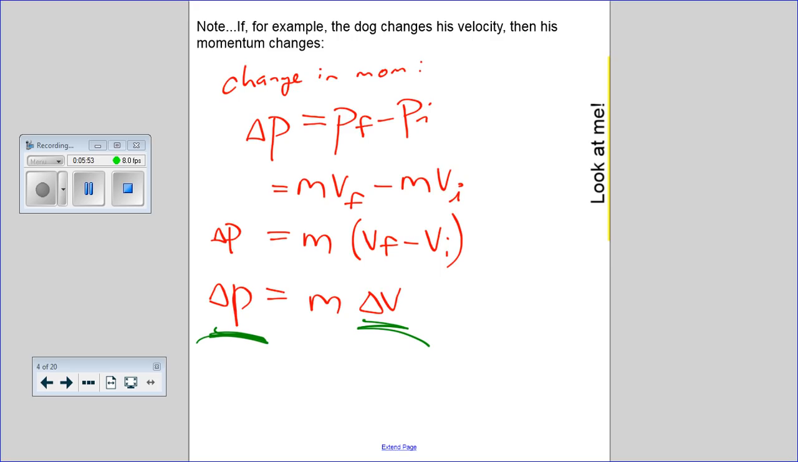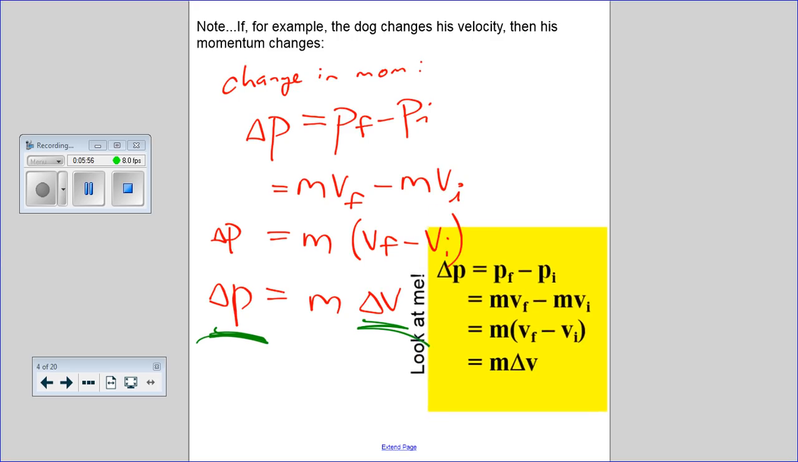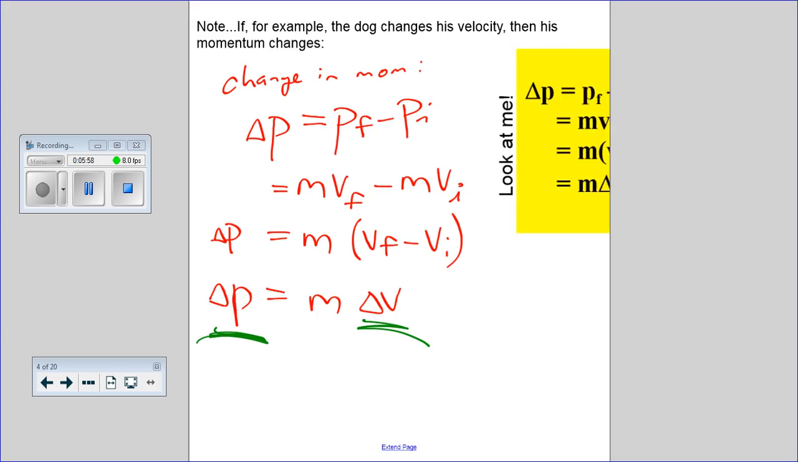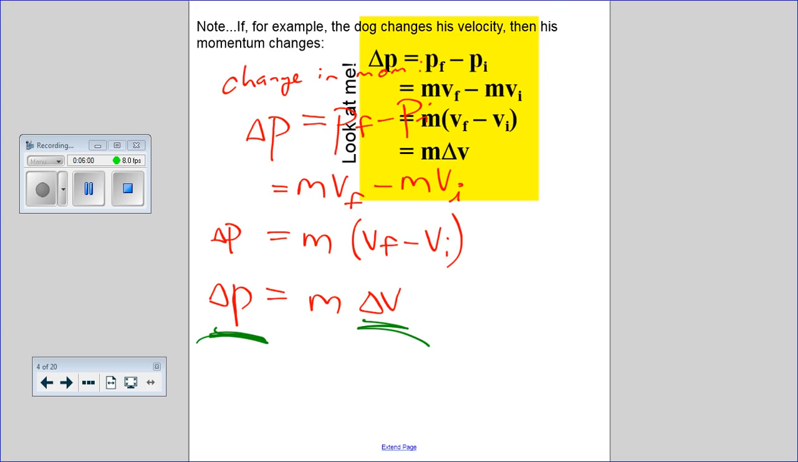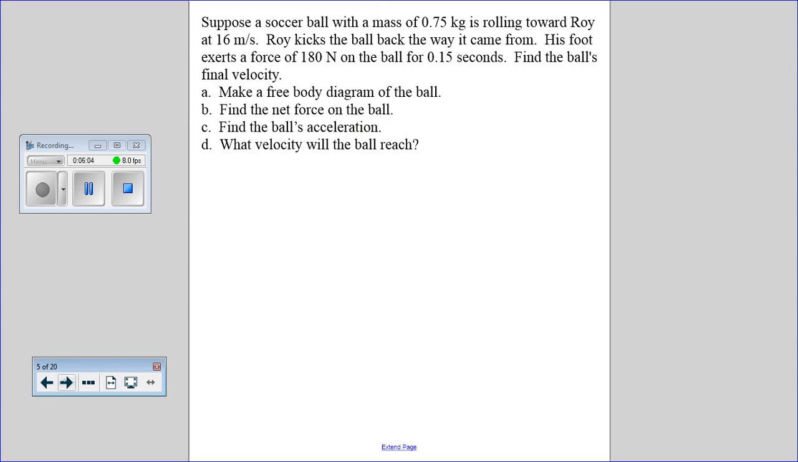If you're curious why it says look at me over here, it just kind of gives us the same thing. Okay? All right, moving on then. All right, so let's do a quick example.